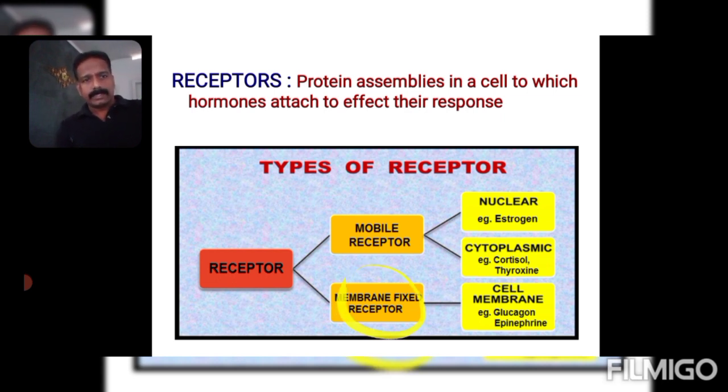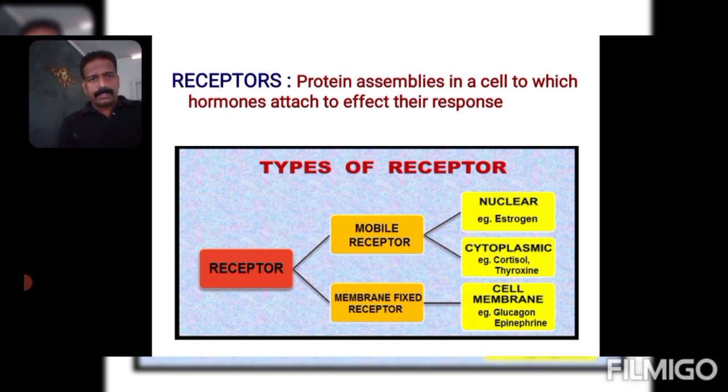Whereas this category, that is membrane fixed receptor, they are attached on the membrane, cell membrane or plasma membrane, and they are used by protein hormones and catecholamines. For example, glucagon and epinephrine take the route of cell membrane fixed receptors.